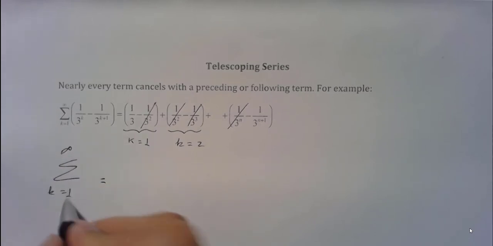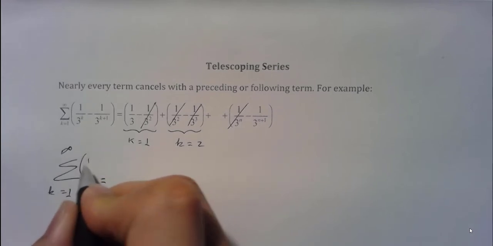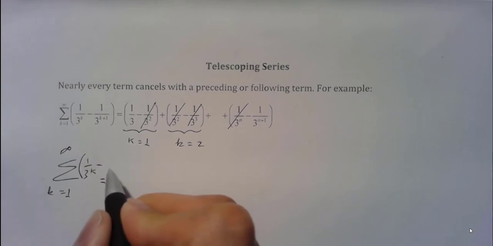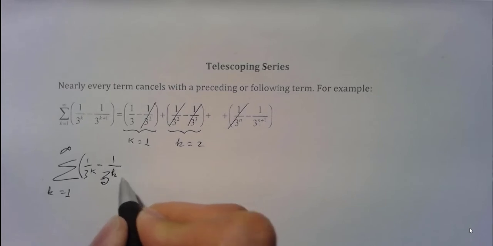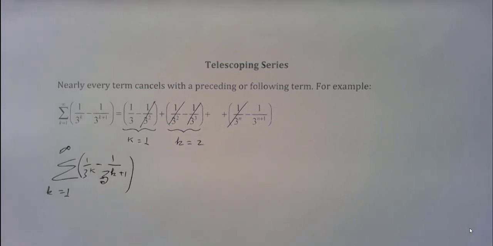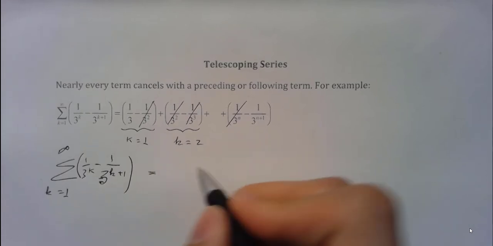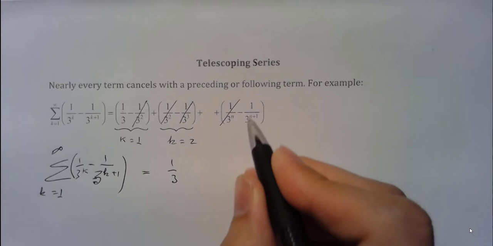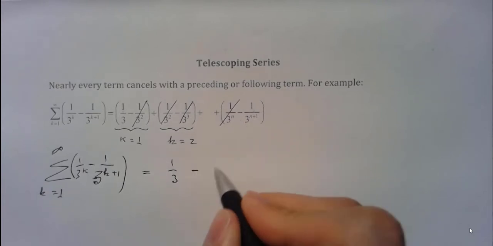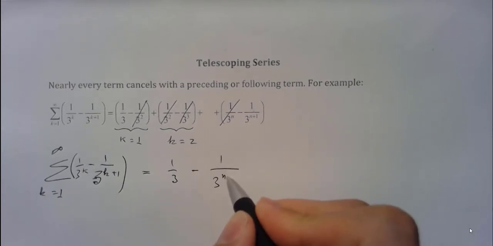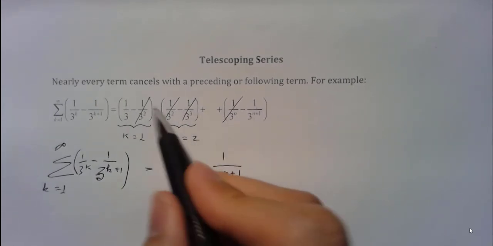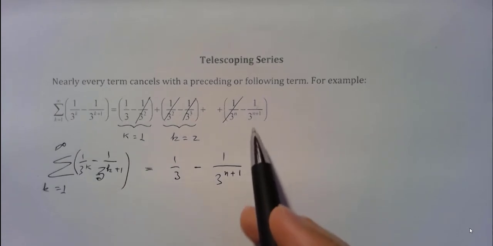So finally, the sum to infinity, the limit, k goes from 1 to infinity of 1 over 3 to the k power, subtract 1 over 3 to the k plus 1. Now at the end, all you get from here is just the first term, 1 over 3, and the last term, minus 1 over 3 to the n plus 1. Okay, this is the n term. So when you add them all together, you should get the first term and the n term.